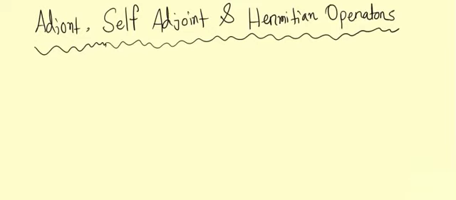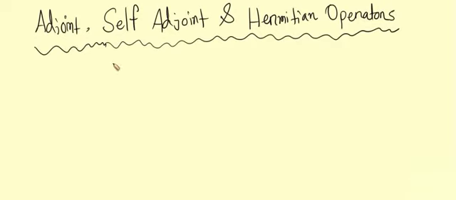So in our previous lectures we promised that in this lecture we are going to talk about adjoint. There should be an i over here. We are going to talk about adjoint, self-adjoint and Hermitian operators, and we are going to discuss why they are very important for us, especially for physicists.